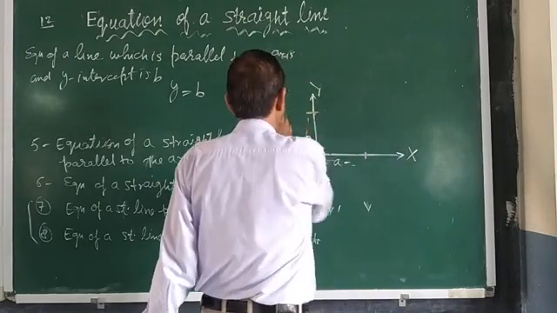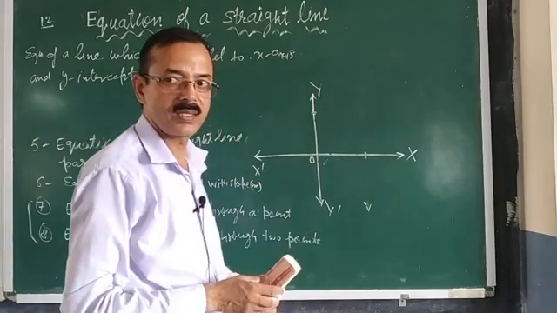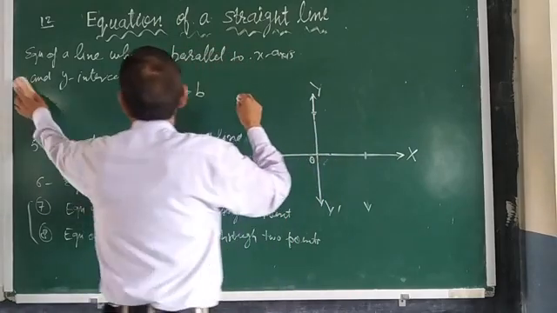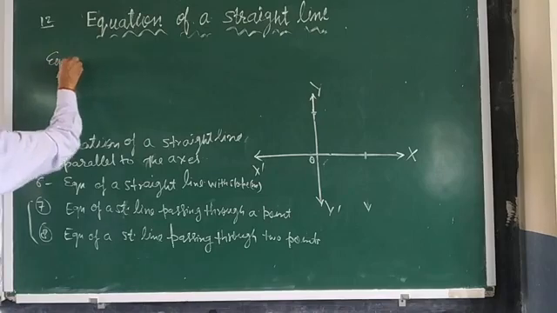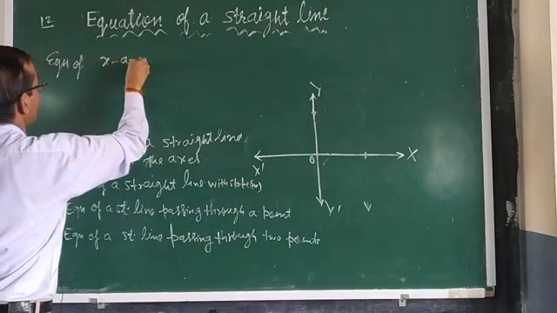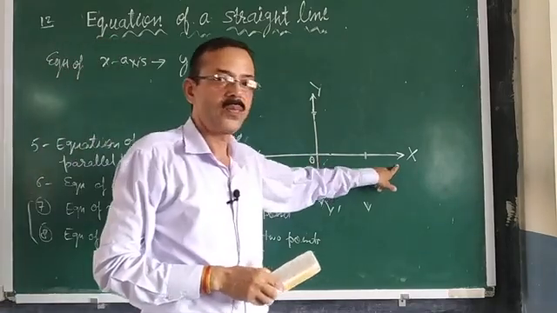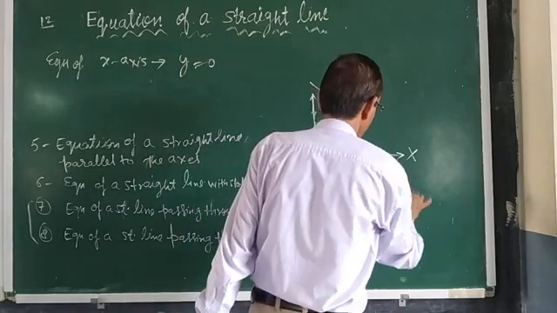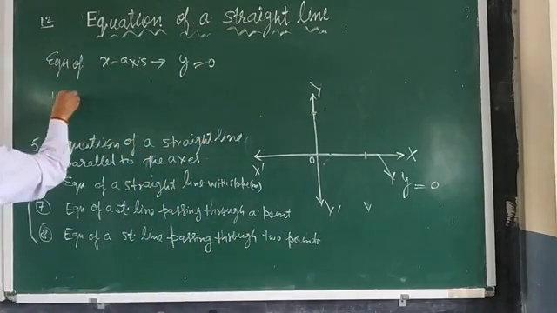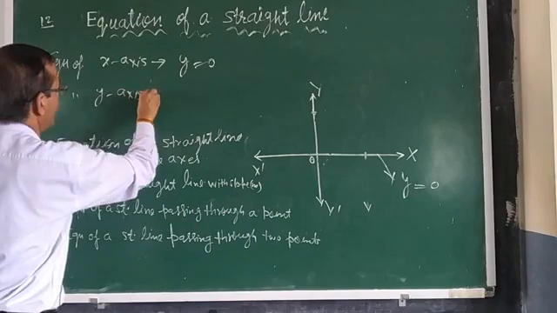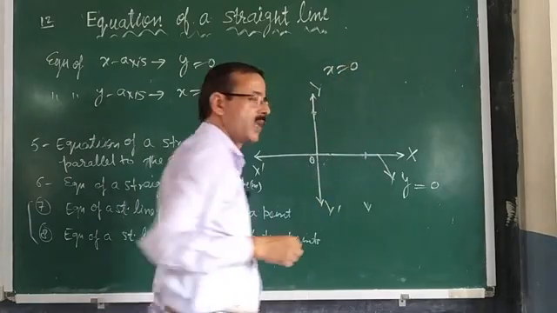What will be the equation of the axis? Equation of x-axis. What will be? y is equal to 0. x-axis पर y का वैल्यू 0 होगा, so we can say the equation of this line will be y is equal to 0, and the equation of y-axis, what will be? x is equal to 0, meaning that the equation of this line will be x is equal to 0.